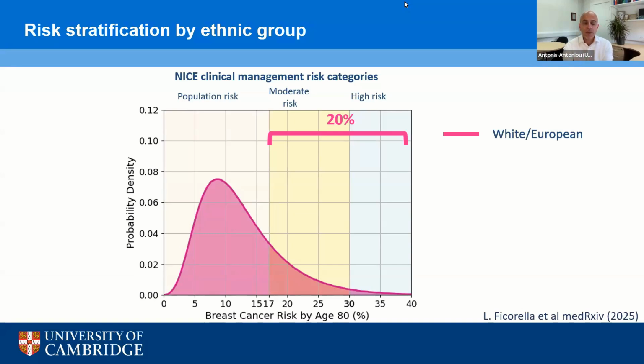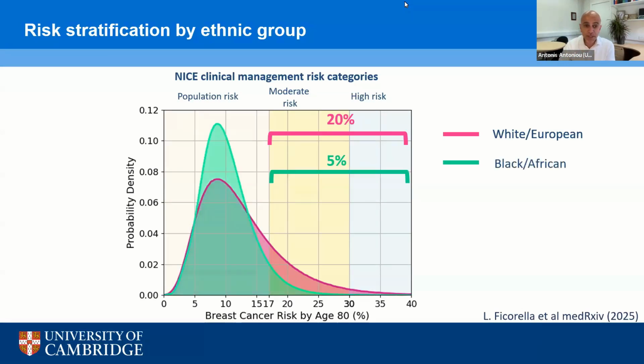So what we see with the area under the curve for those who fall into the moderate and high risk category is around 20%. So this is saying that based on the multifactorial model, we can identify around 20% of women who fall into the moderate or high risk groups using the models.